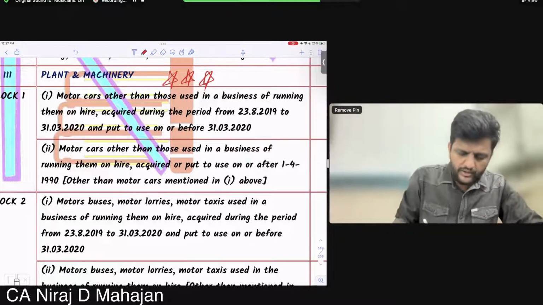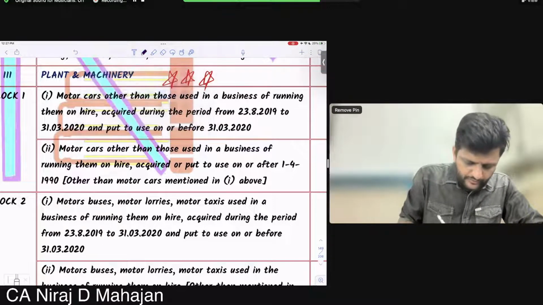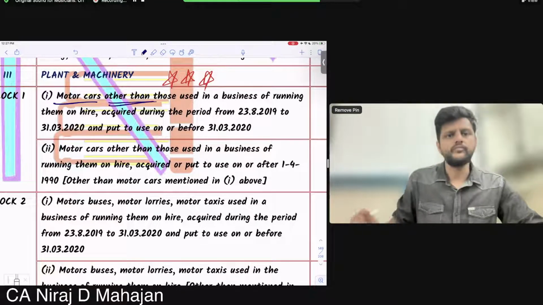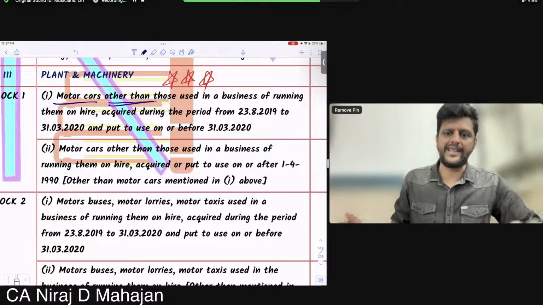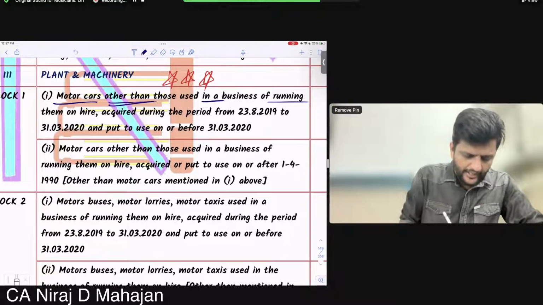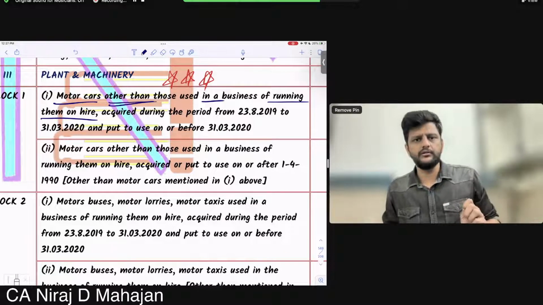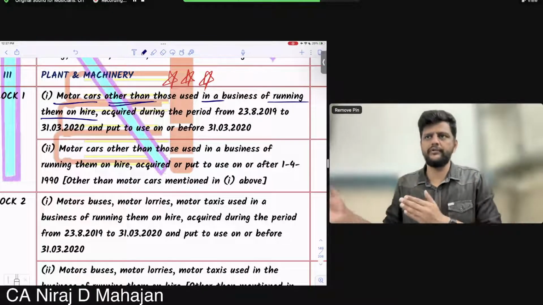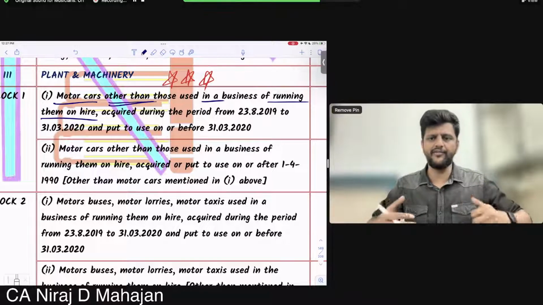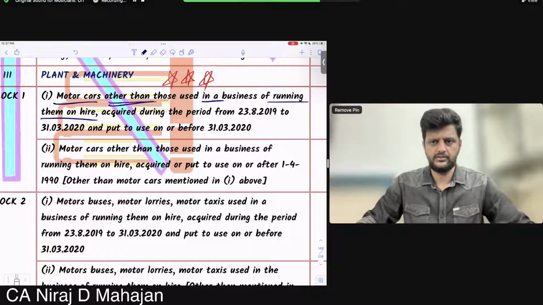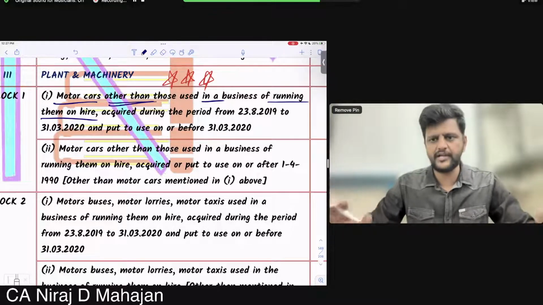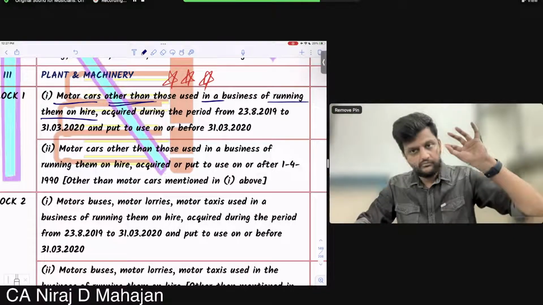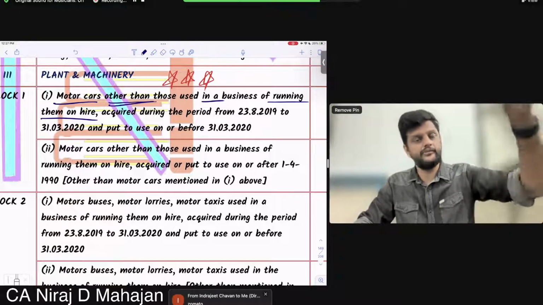So basically what is the motor car over there? Motor car is not used in the business of running them on hire. Running the motor vehicle for rent. In that case, which businesses come to your mind? If I have a motor car, I'm using it for business and my business is giving the motor car on rent.